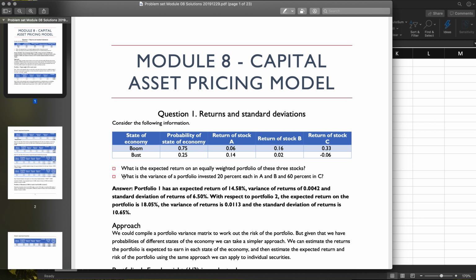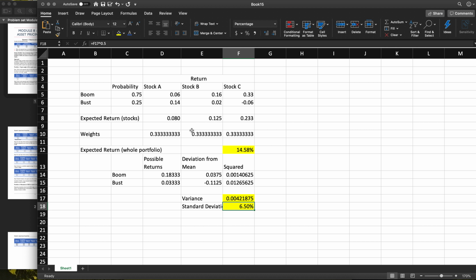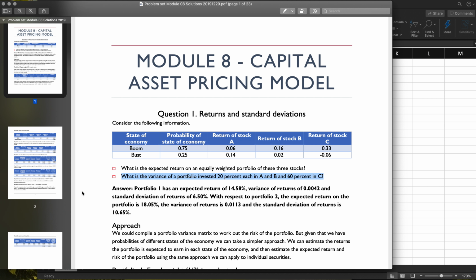The next part of the question is really easy. We just have to change the weights. So 20% in asset A and B and 60% in C. 0.2, 0.2, 0.6. We end up with a return of 18.05 and a standard deviation of 10.65. The variance is going to be 0.0113. And if we look at the solutions, that's exactly what we got.